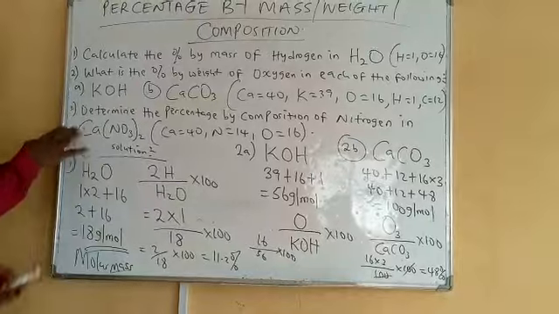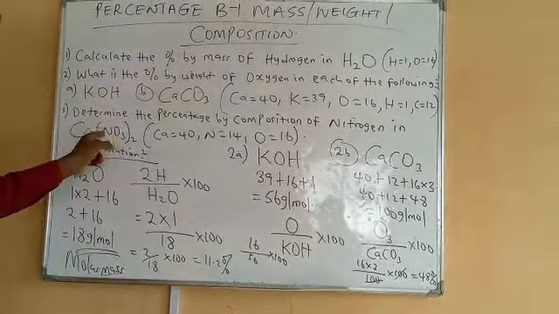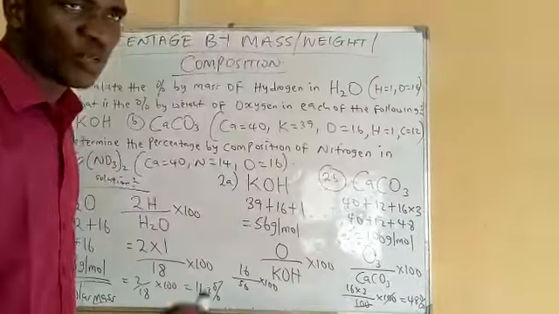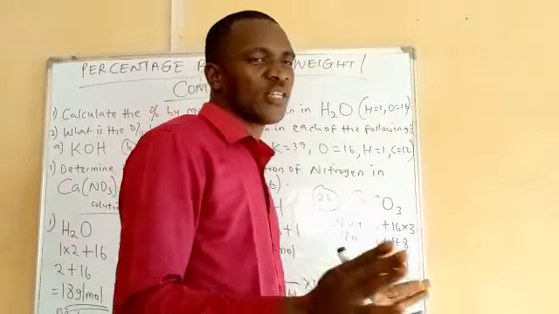So I would love you to do this number 3. Try to do it as your assignment. You have to calculate the percentage of nitrogen in this compound. Just follow the steps. Calculate the molar mass, check the number of molecules of that element, divide it and multiply by 100. That is a simple step.